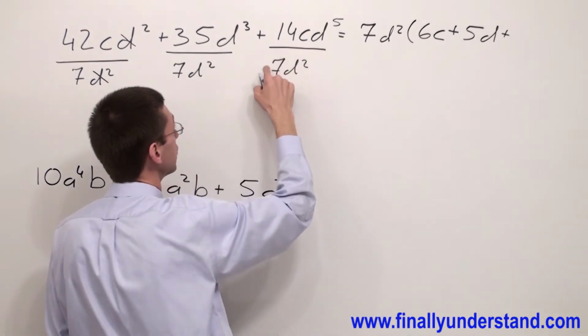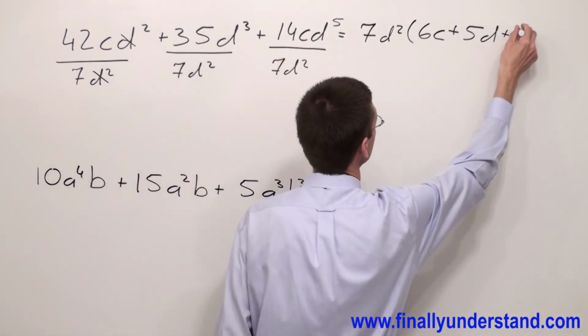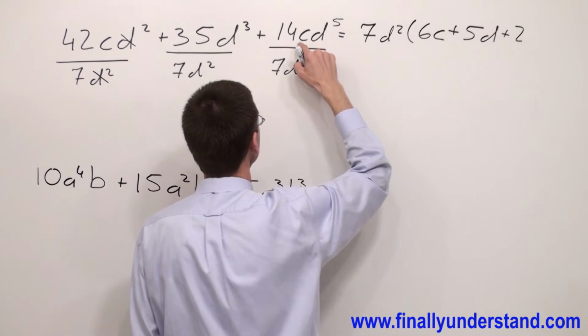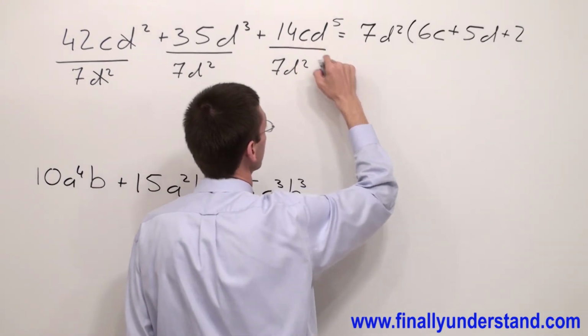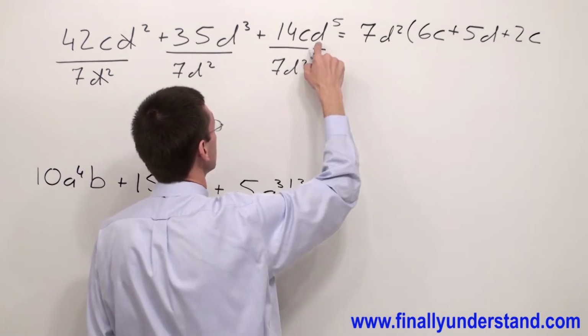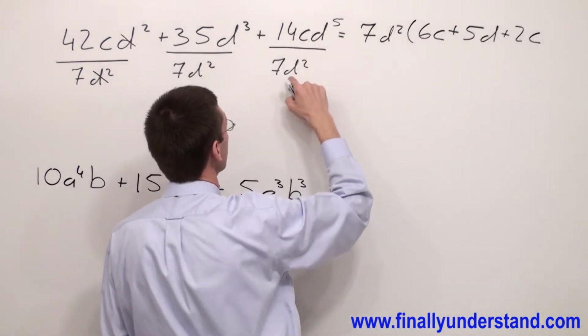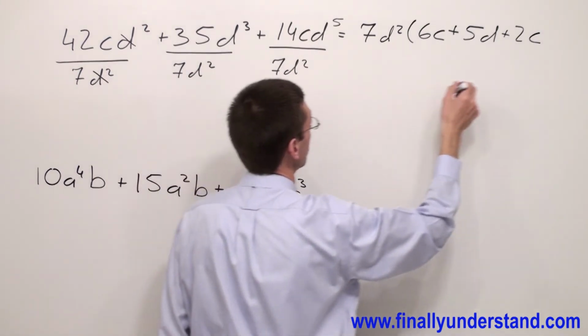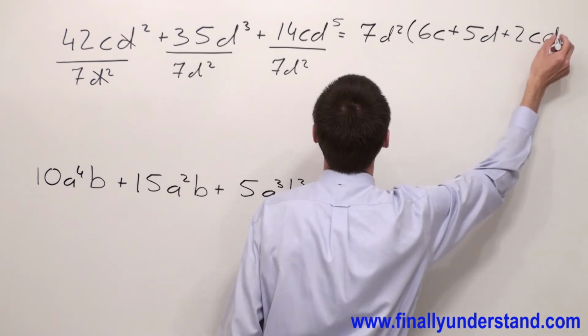14 divided by 7 is 2. Copy c. And d to the fifth divided by d to the second. Keep the base and subtract the exponents.